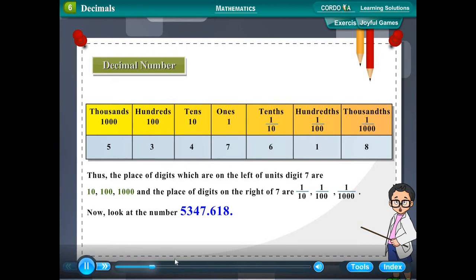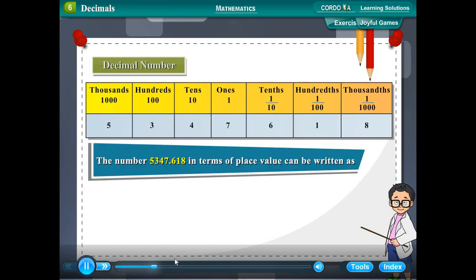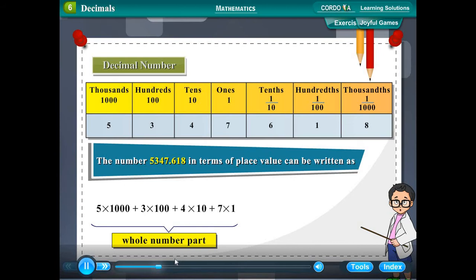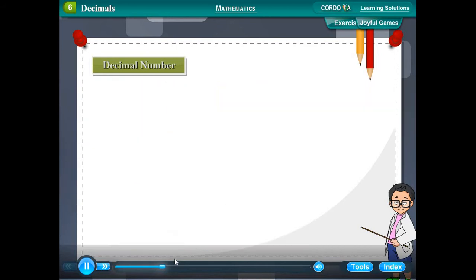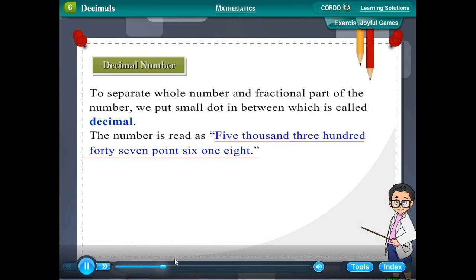Now, look at the number 5347.618. The number 5347.618 in terms of place value can be written as 5 into 1000 plus 3 into 100 plus 4 into 10 plus 7 into 1, the whole number part, plus 6 into 1 upon 10 plus 1 into 1 upon 100 plus 8 into 1 upon 1000, the fractional part. To separate whole number and fractional part of the number, we put a small dot in between, which is called decimal point.